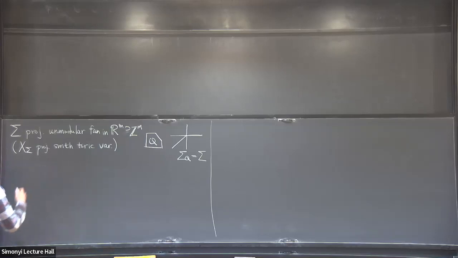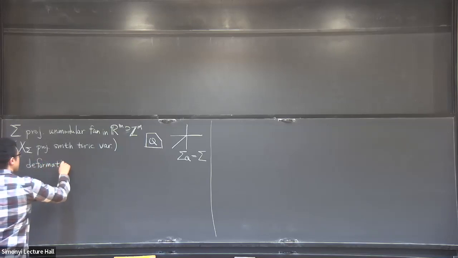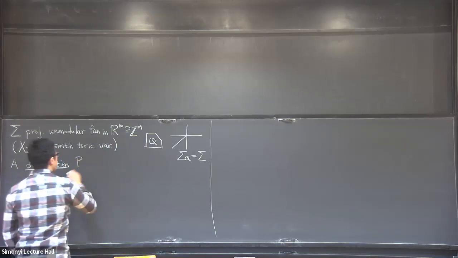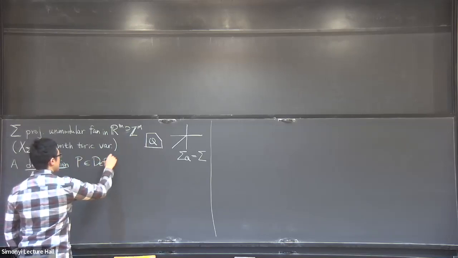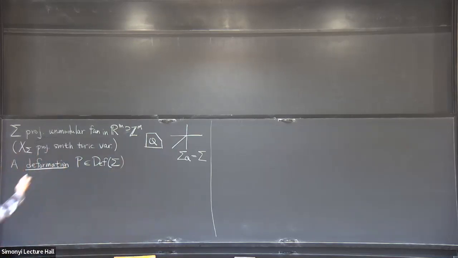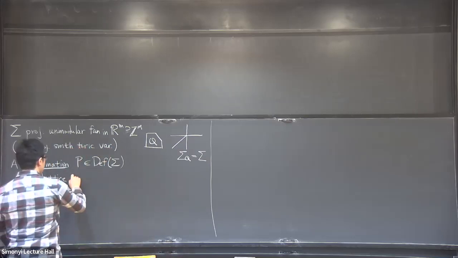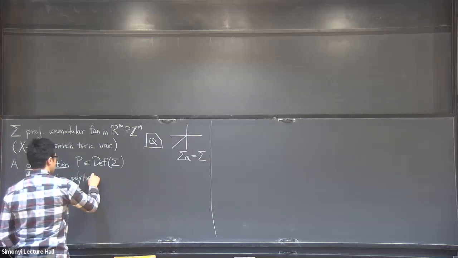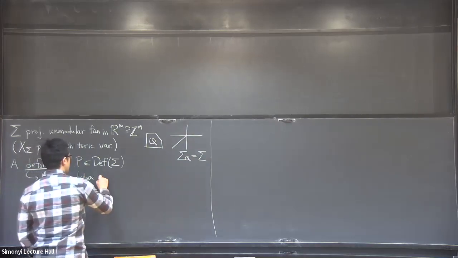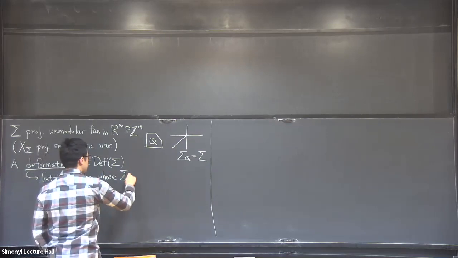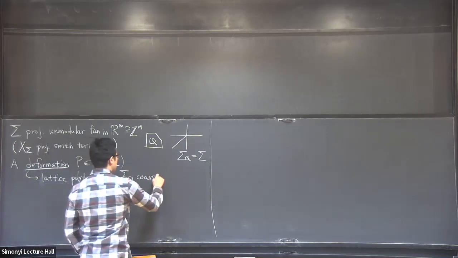Now, given a fan like this, we can consider what's called a deformation. Say P. And I'll denote that something is a deformation by writing that it's an element of the deformation. Now, what is a deformation? It's a polytope. Sorry, let's stick with lattice polytope. So it has vertices being integral vectors. A lattice polytope whose normal fan coarsens the given fan.